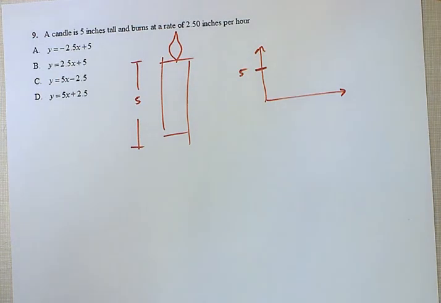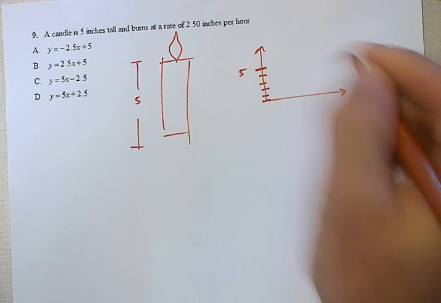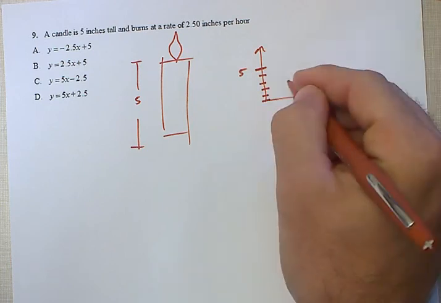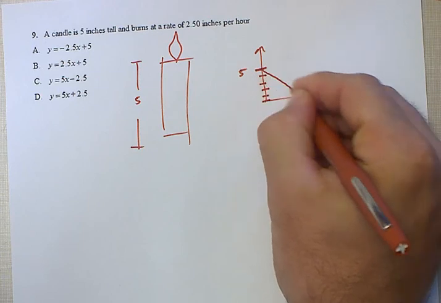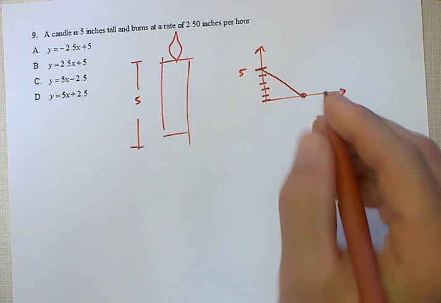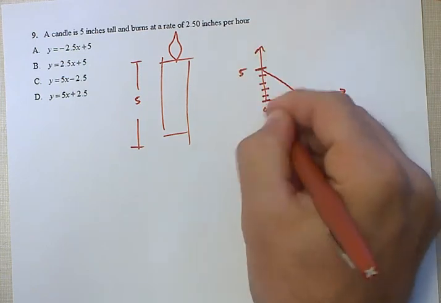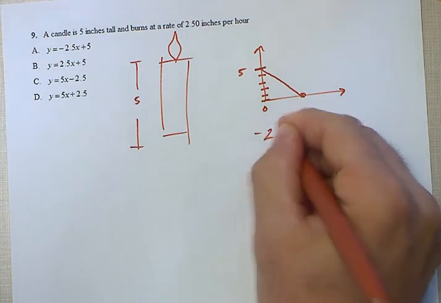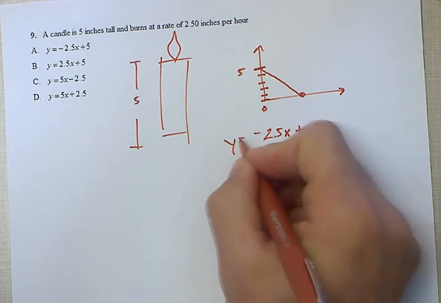Now, if the candle's burning, it's going down, and it's going down by 2.5 inches per hour, so it's going to go in some negative slope fashion. Now it's starting at 5, so at 0 time, it's at 5. That's going to be your y-intercept. And then it's going down. It's burning. So the slope is going to be negative here.